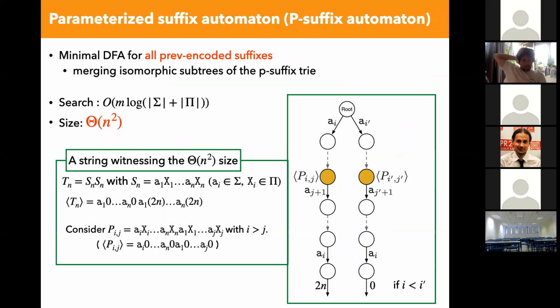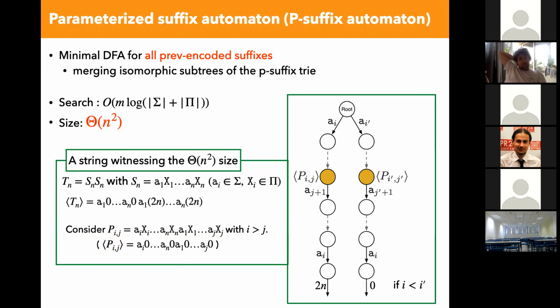So let us consider the substring P_ij, which is the concatenation of a suffix of S_n and then a prefix of S_n, where i is bigger than j, so the prev encoding of this has no 2n. Then in the automaton, by reading those things, if ij is not the same as i'j', then we reach different nodes. This proves that the size is quadratic.